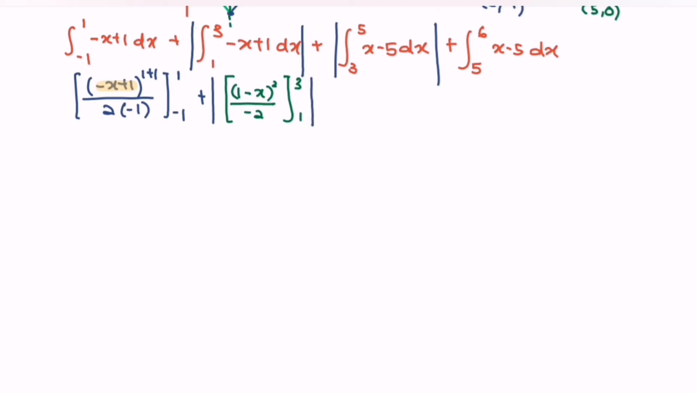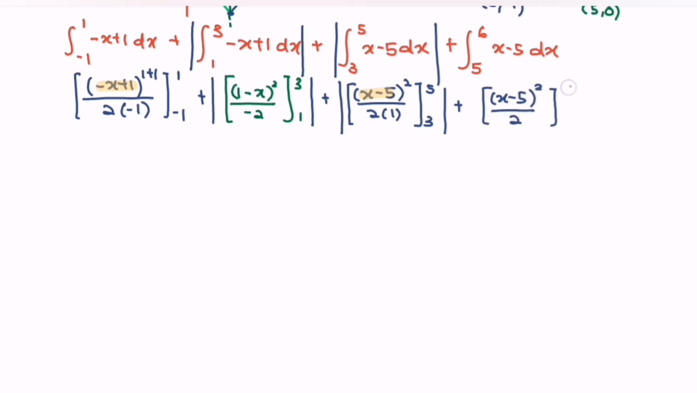Next, for the third part, positive. If we integrate the situation we will have x minus 5 to the power of 2 over 2. Do remember to differentiate the situation and we will have 1 for the limit 5, 3. Do remember we have to locate the modulus. For the final part, we have x minus 5 to the power of 2 over 2 for the limit 6 and 5.